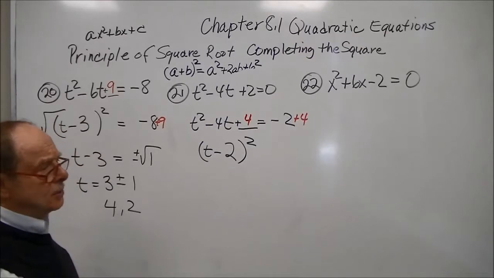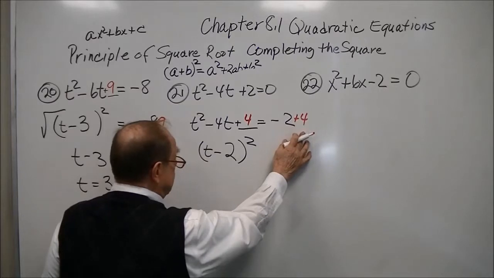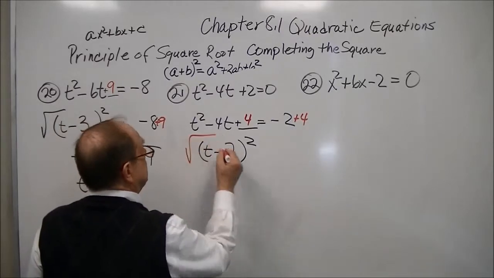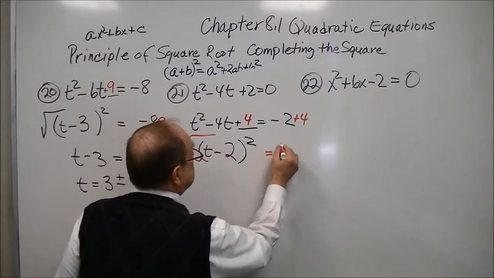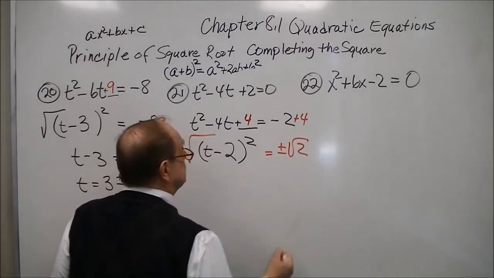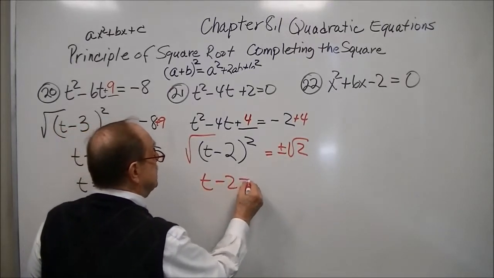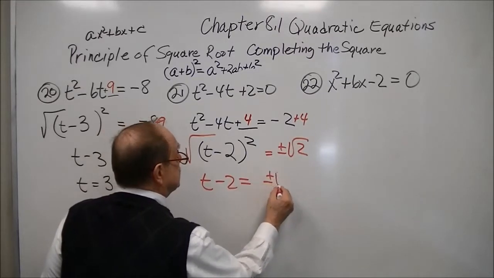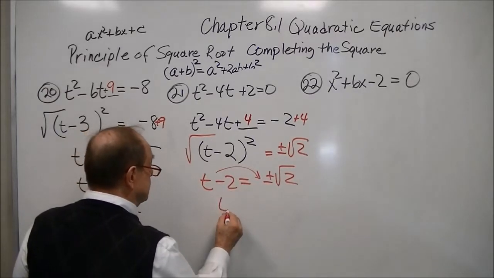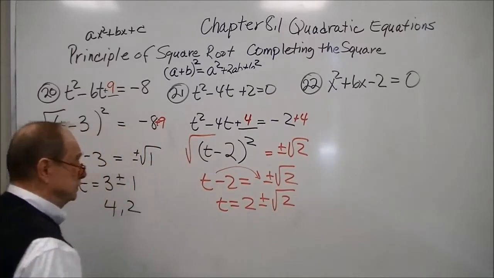And again, that's super critical. A lot of students would get this far, but they wouldn't add the 4 to the other side. Then it's not an equation anymore. So we're going to take the square root of that, equals plus or minus. We're going to do the subtraction here, and we get the square root of 2. This now becomes t minus 2 equals plus or minus the square root of 2. We transpose the negative 2. T equals 2 plus or minus the square root of 2.